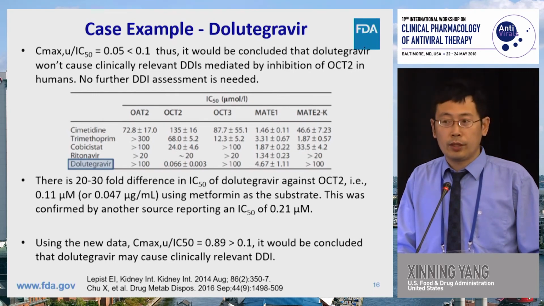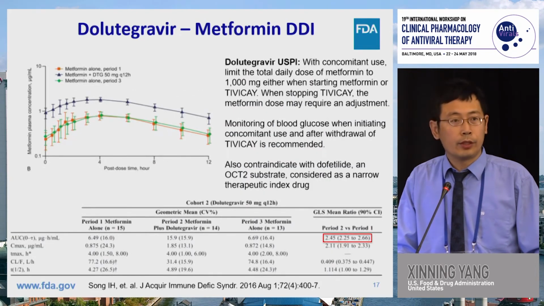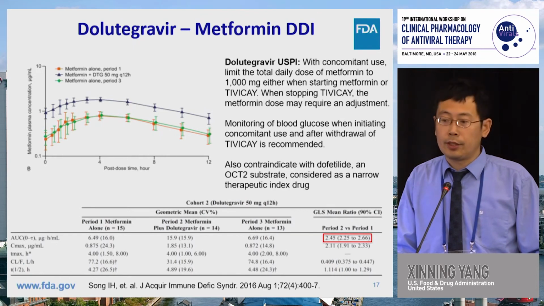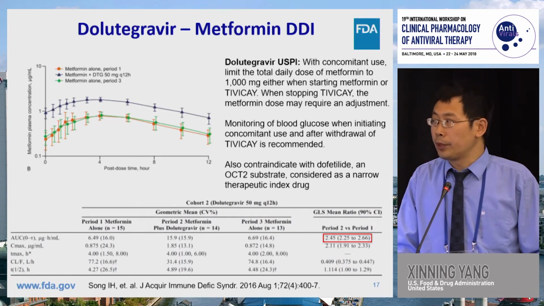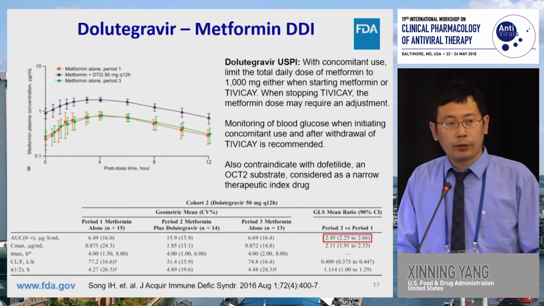So what's the true effect? As some of you may know, dolutegravir actually increased metformin PK AUC significantly. And this is the PK profile of metformin. The lower two are the metformin given alone, either before or after dolutegravir co-administration, and the upper line is when the two drugs are co-administered. Dolutegravir at a 50 milligram BID dose increased the metformin AUC to 2.5-fold.